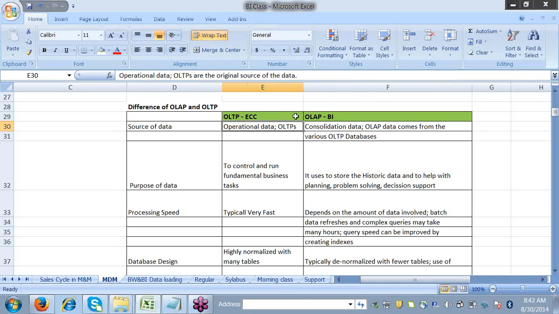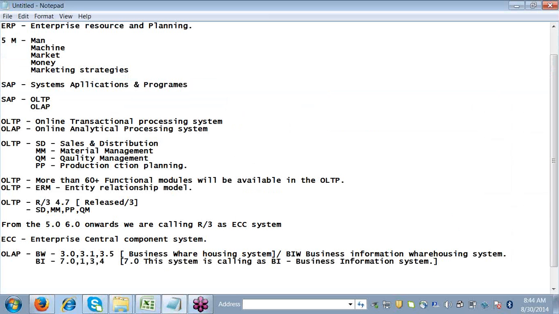The source of data here is the operational data, and OLTPs are the original source of data. Actual transactions happen in the ECC system itself, and based on that, data is extracted to the BI system. This is the OLAP system, where the consolidated data is available. OLAP data comes from various types of OLTP databases. We may get the data from different kinds of OLTP systems, either ECC or CRM. We can have multiple OLTP systems, that means multiple source systems.